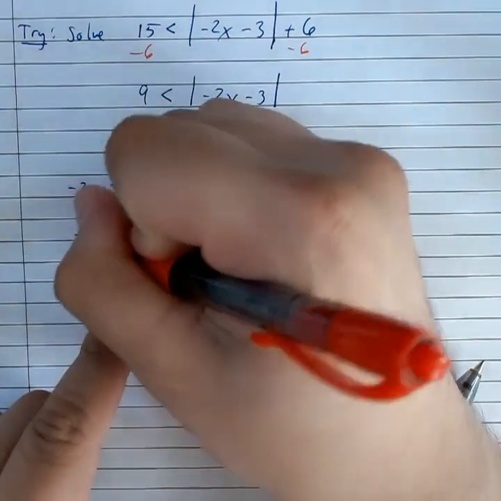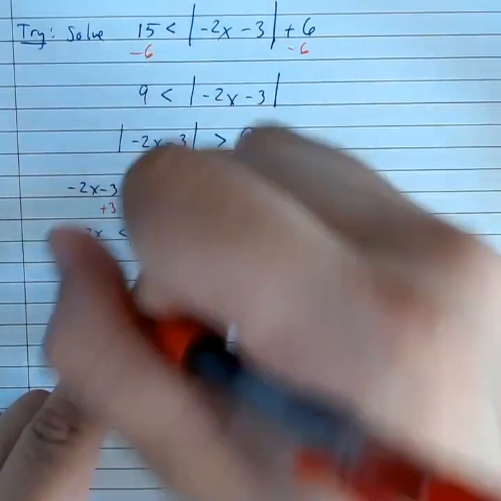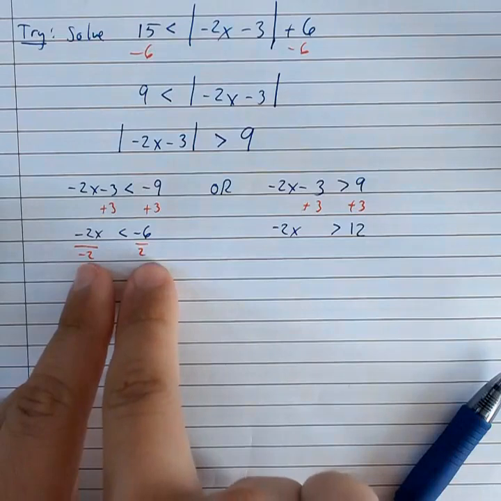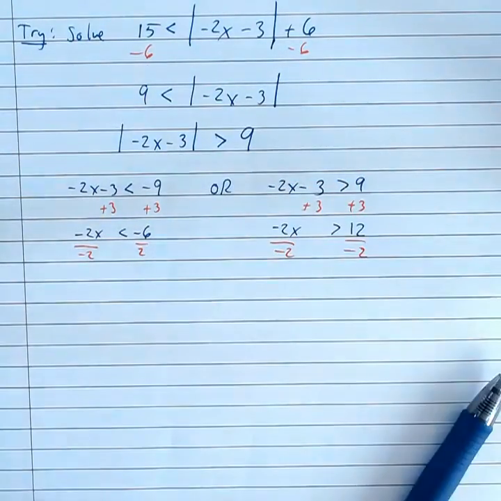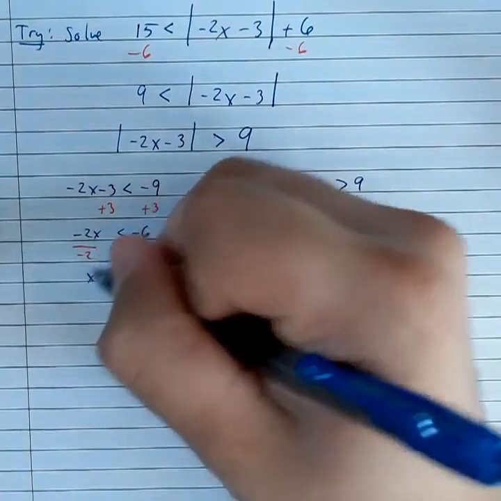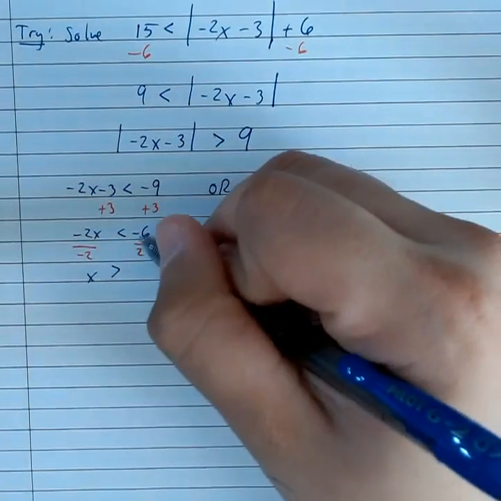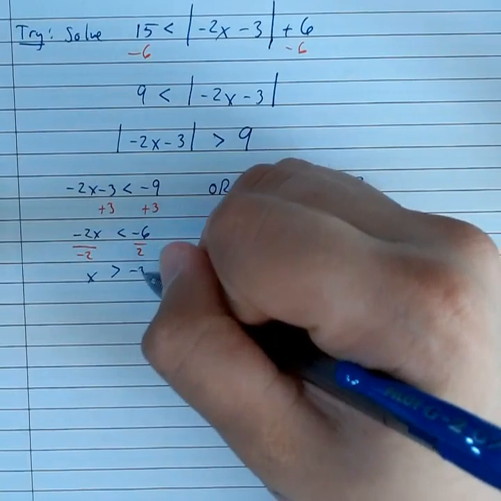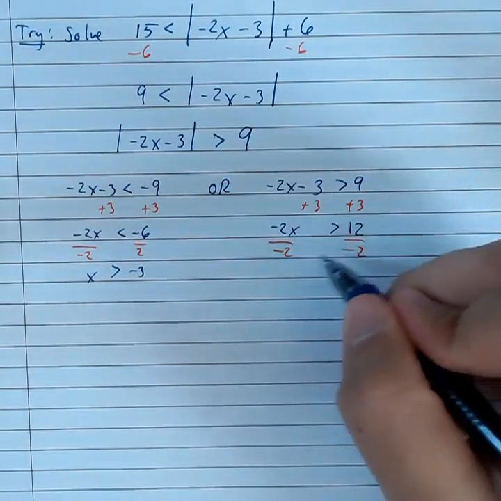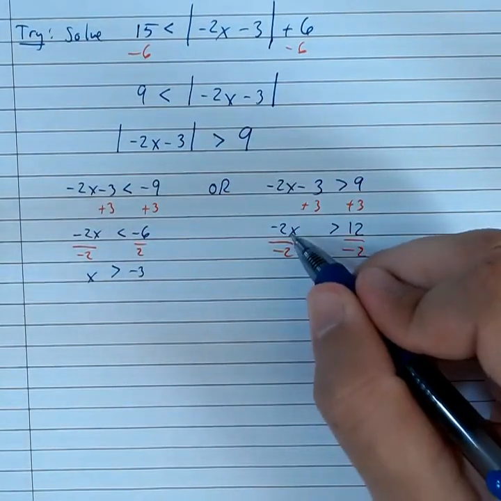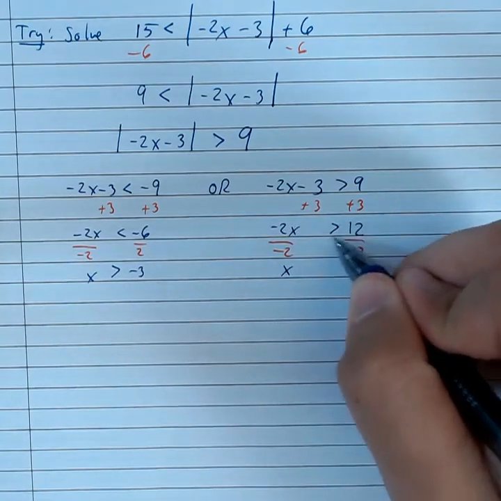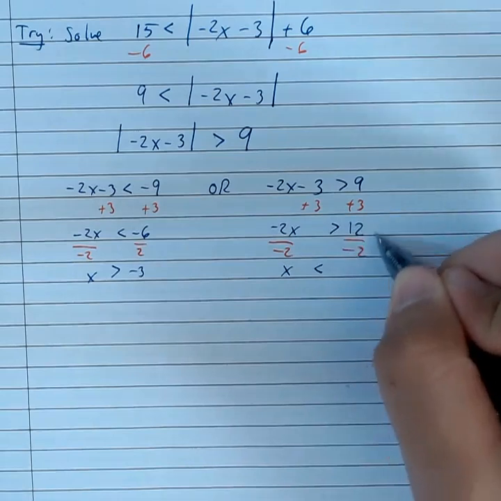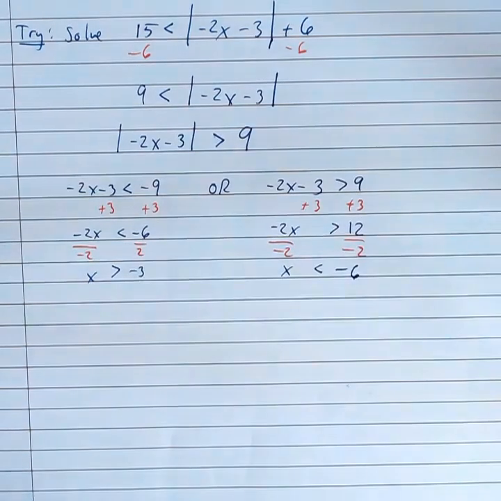And then over here, same thing. I can go ahead and divide both sides by negative 2. Notice that by dividing by a negative, that's going to reverse my inequality. So that's going to be x. This is now greater than, and this is a negative 3. Over here, again, we're dividing by a negative. So that's going to be positive x. This will also reverse to be less than, and this will be negative 6.